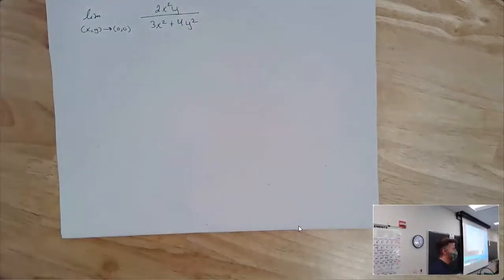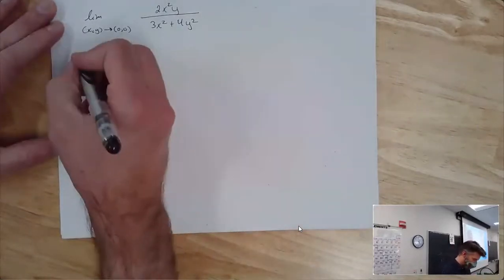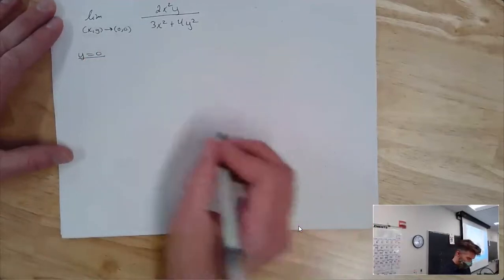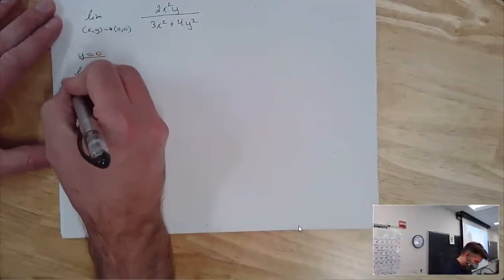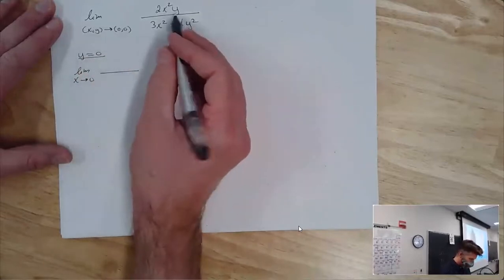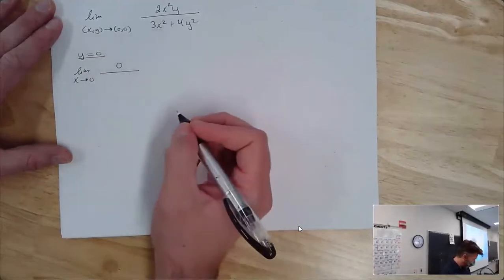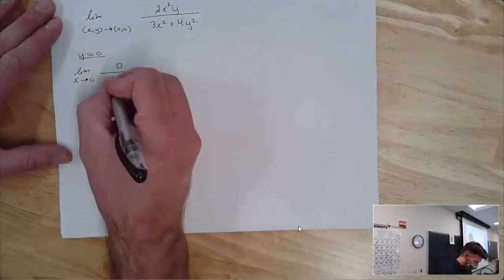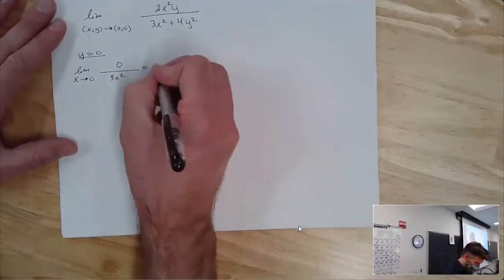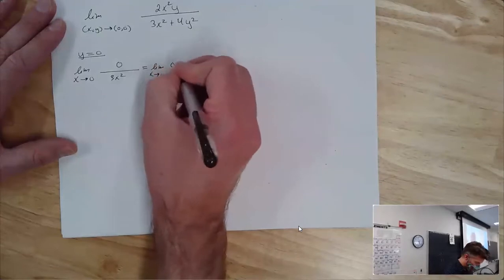And once again, it's definitely 0 over 0 type. No big deal, right? Most of the limits you're going to see are going to be 0 over 0 types. So let's look at some paths. I'm going to pick y equals 0 as a path. The limit as x approaches 0: if y is 0, I get 0 on top, and I get 3x squared on the bottom. 0 divided by any non-zero number is 0. So I get the limit as x goes to 0 of 0, which is 0.